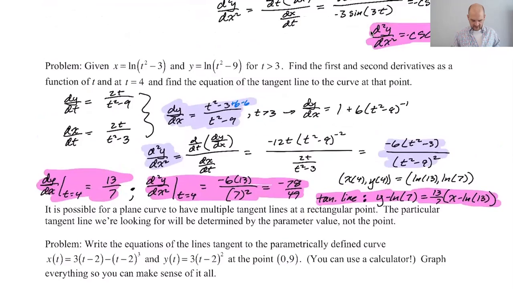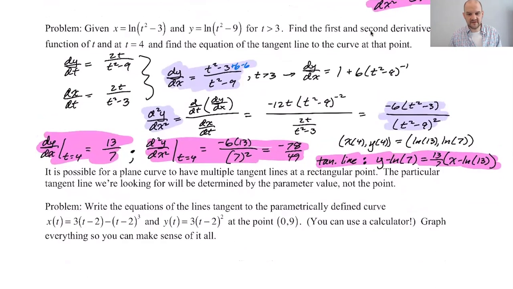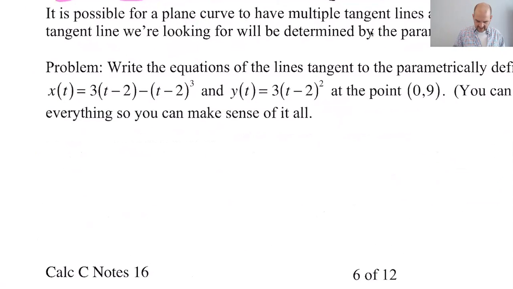Should we check it on the calculator? I guess so. Also, the next question is calculator, right? Write the equation of lines tangent to the parametrically defined curve at the point (0,9). So we can use a calculator. Let me just set up what I'm going to do here. So first, I need to figure out what value or values of t put me at (0,9).